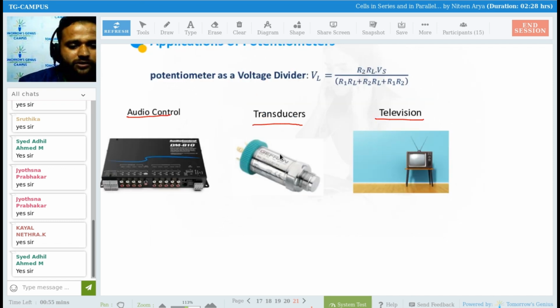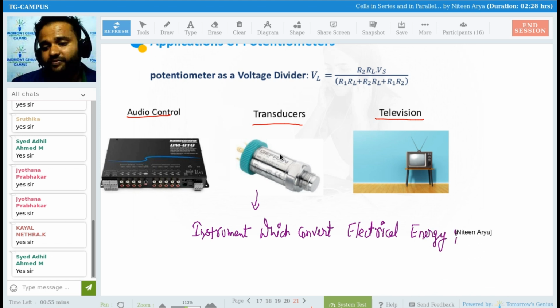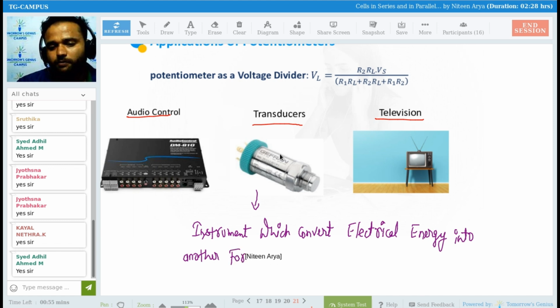Let me write it down. In simple language, a transducer is a device or instrument which converts electrical energy into another form of energy. It can be thermal, it can be mechanical, it can be a sensor, it can be an antenna, and so on.